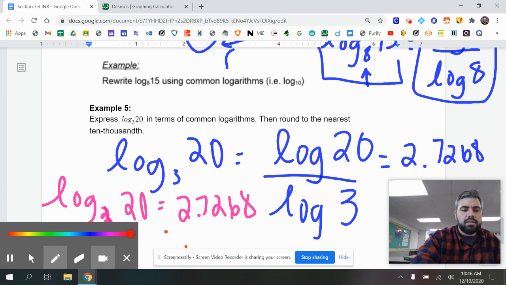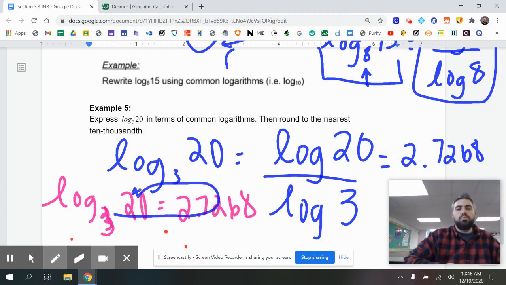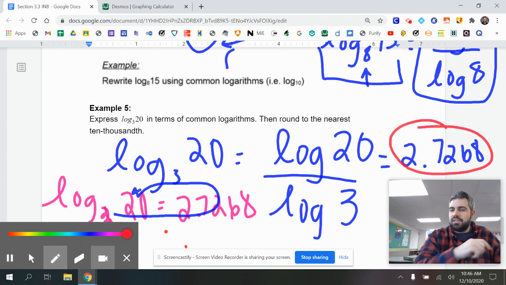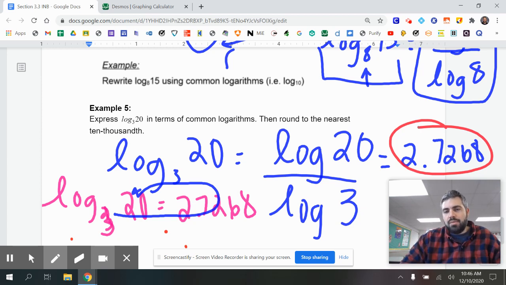So we're going to do that. We're going to say 3 to the 2.7268 power equals 19.999, which is super close to 20. So I know by checking my answer that this is actually a great approximation of what log base 3 of 20 is.